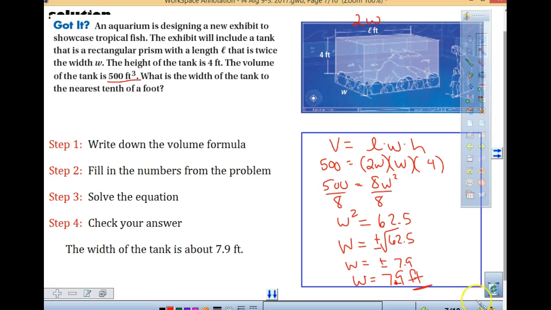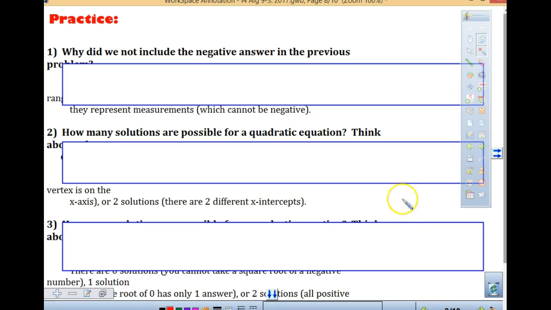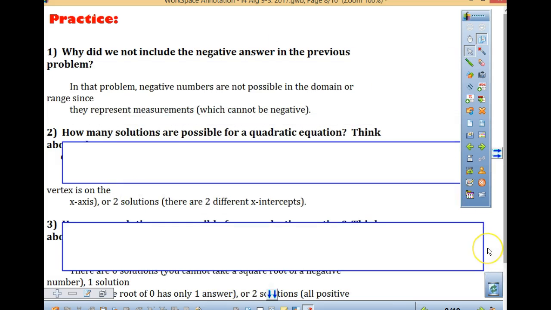Okay? So as you take a look at that next screen, they're asking you, why can't we have a negative number from that previous problem? So, thing to think about here is our domain. When we're thinking about our domain and our range, in this case they can't be negative. Negative numbers are not possible for our domain, which is our length, or our range. So domain and range can't be negative.